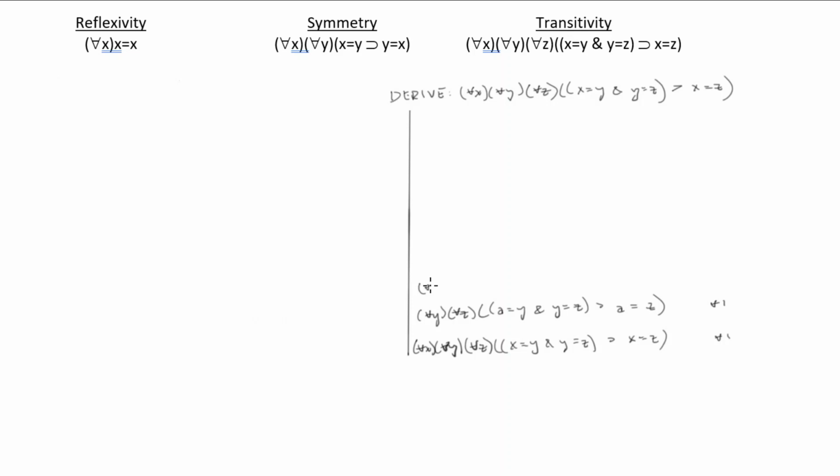For all z, if a equals b and b equals z, then a equals z, which is itself a universal generalization we'll derive by universal introduction on one of its instances. If a equals b and b equals c, then a equals c, which is a conditional, and we'll prove it by conditional introduction.